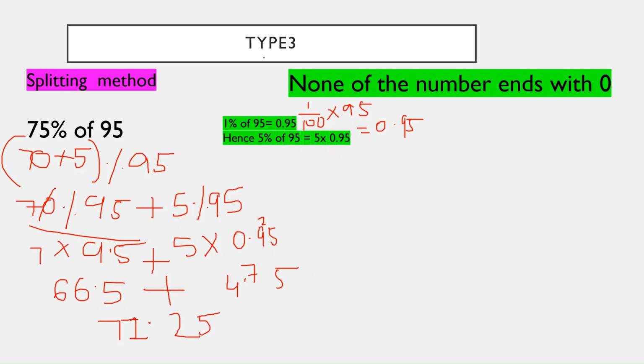Understood, friends? This is type 3. In this, none of the numbers will be 0. You have to use a splitting method and you can use the type 2 trick here, that is 70% of 95. And here you can do this sum in your mind. 1% of 95, if you do, you'll easily get 5% of 95. Okay friends, and now the next one: see, here 75% of 95 is very similar to 95% of 75.